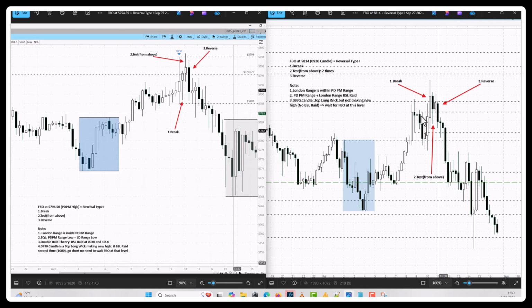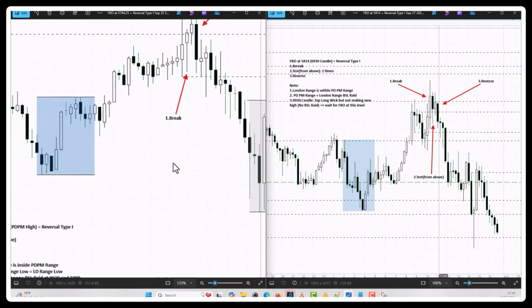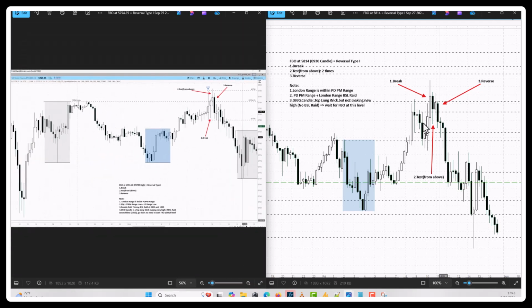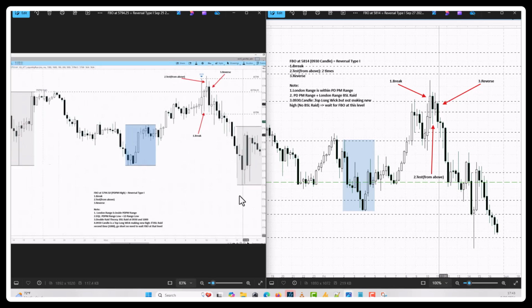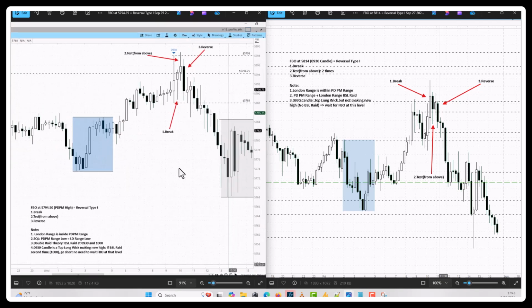So for this scenario, the 9:30 did not make any new high. You see that? It did not make any high. So it's better to wait for the forebreakout at that level, the high. That's the reason. You see that? It's not making a new high, so wait for the forebreakout level. However, in this case, the opposite happened.